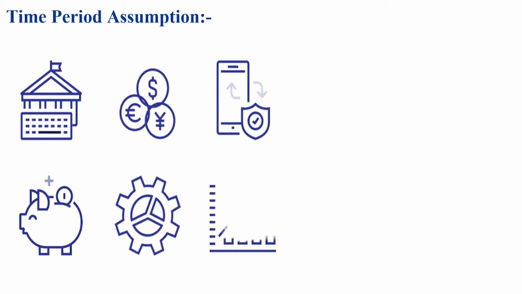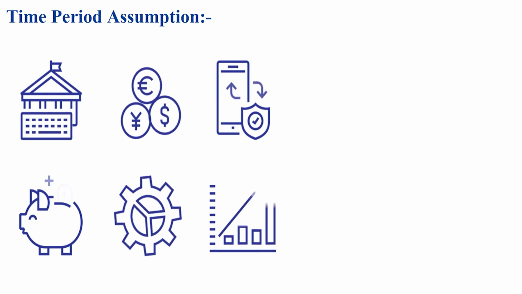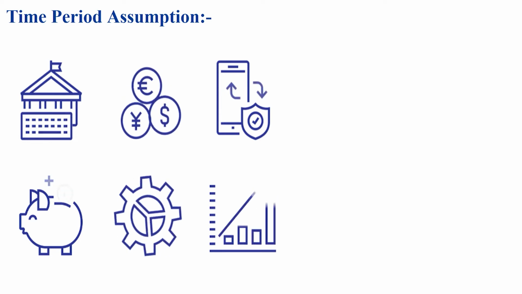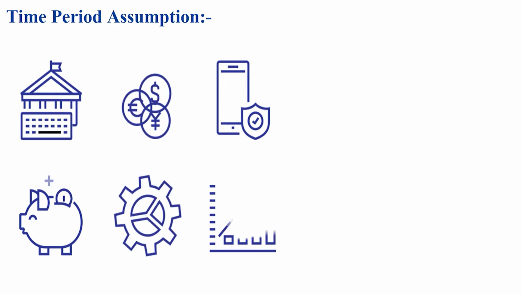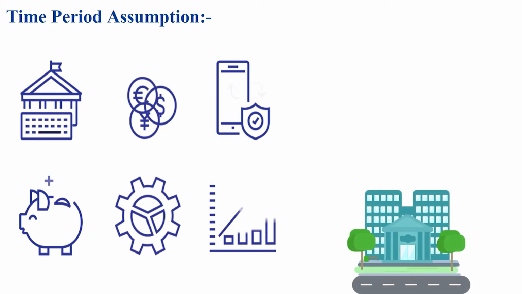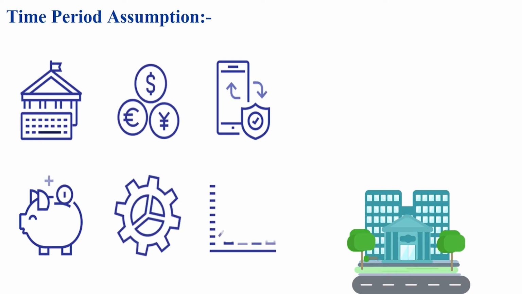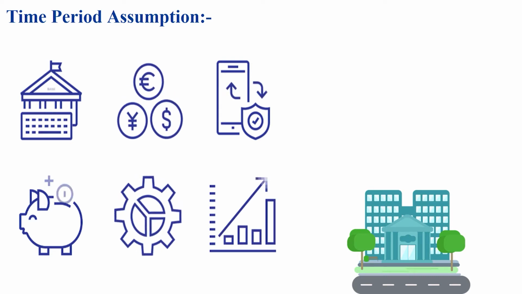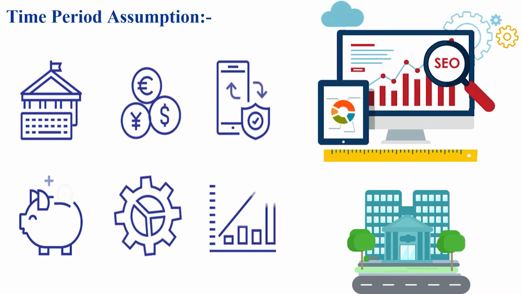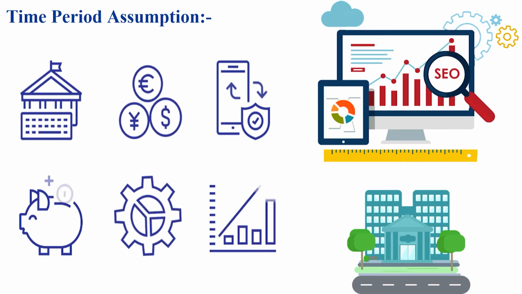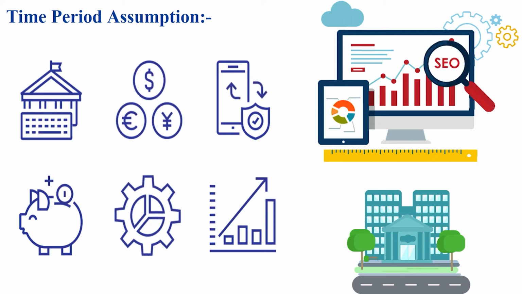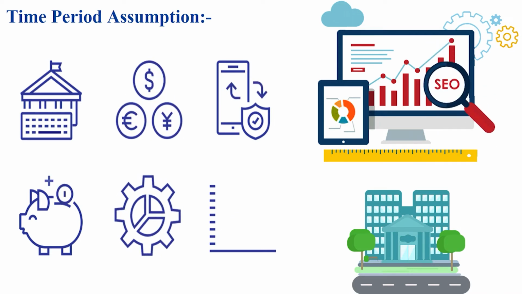Moving on to the time period assumption. This assumption states that the accounting practices and methods that are used by an entity must be reported and maintained for a particular period. The companies must ensure that these periods remain consistent for each year so that it becomes easy for the readers of the financial statements to compare the same for different periods. This assumption is also known as the periodic or accounting period assumption.